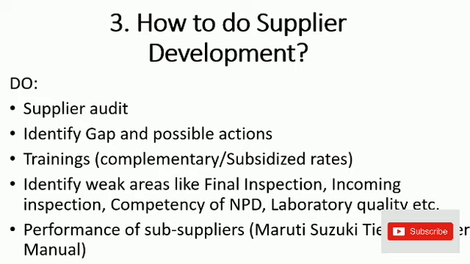Many times organizations give complimentary trainings. At times the organization gives some trainings at subsidized rates, and then the organization also checks which are the weak areas at the supplier end. Now it can be in the final inspection, which we sometimes call the quality gate. It can be at their incoming inspection stage. It may be the competency of their new development team, so they are not fully equipped to develop a new product, which results in continuous problems.